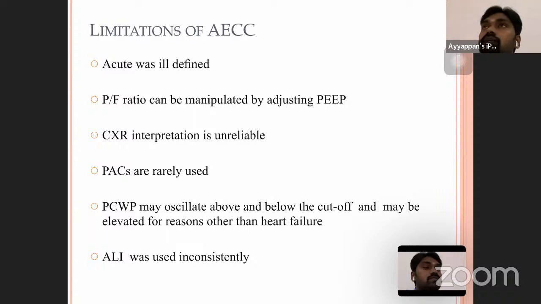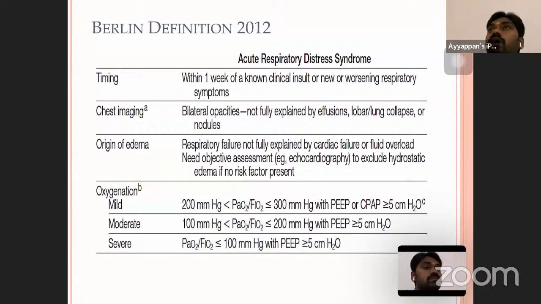And there was a lot of confusion in the terminology, whether to term it ALI or ARDS. Addressing all these issues was the main priority of the Berlin definition of 2012. So they addressed the shortcomings of the 1994 definition. For timing, they defined it as less than a week of a known clinical insult or new or worsening respiratory symptoms. And for chest imaging, again infiltrates, but not fully explained by effusion, lobar or lung collapse, or nodules.